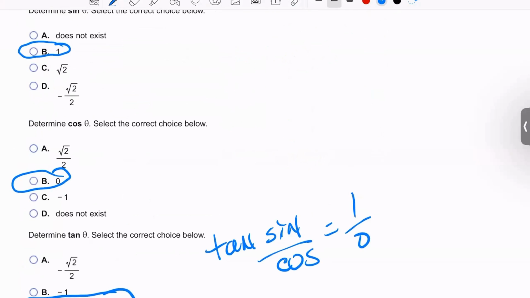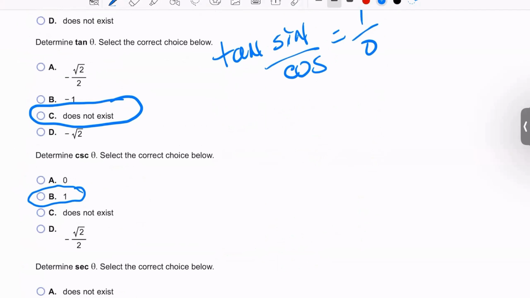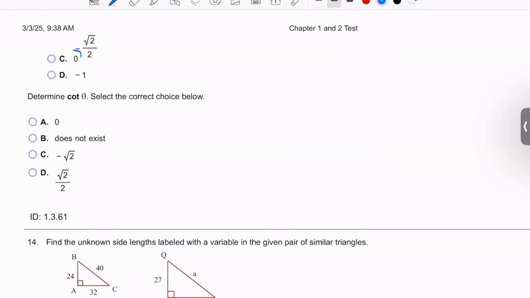And then the other three are just a flip of those. So cosecant would be 1. Secant would. And then there's some that I'm skipping.